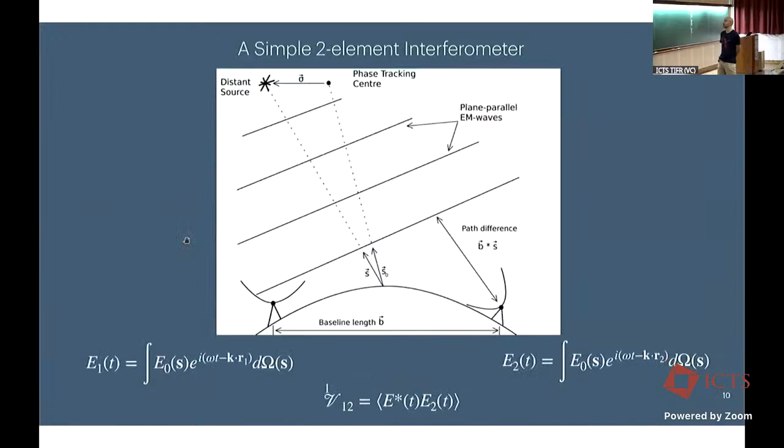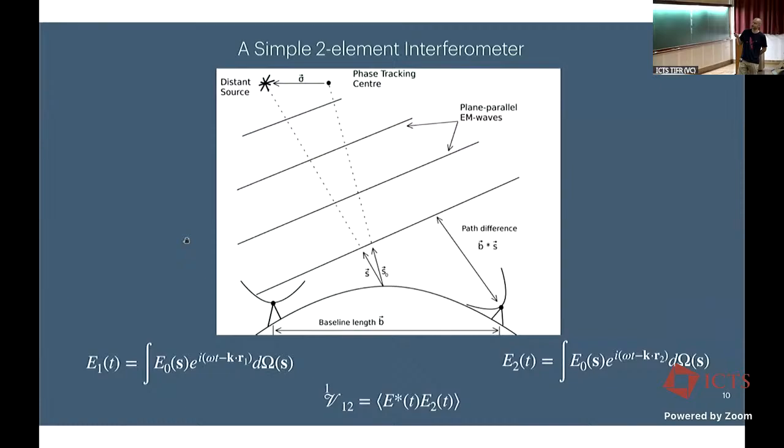So let's have a bit of a look at the geometry. We have one dish here, we have another dish here. They are separated by a baseline length, call it B, it's a vector. Then we have what is called the phase tracking center. So both stations are looking at the exact same point in the sky. Then we have a source, which is, in general, offset from the phase tracking center. So there is a bit of an offset, call it sigma.